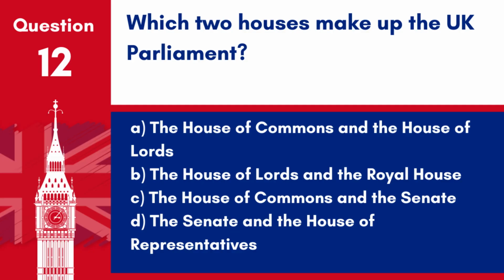Question 12. Which two houses make up the UK Parliament? A. The House of Commons and the House of Lords. B. The House of Lords and the Royal House. C. The House of Commons and the Senate. D. The Senate and the House of Representatives.